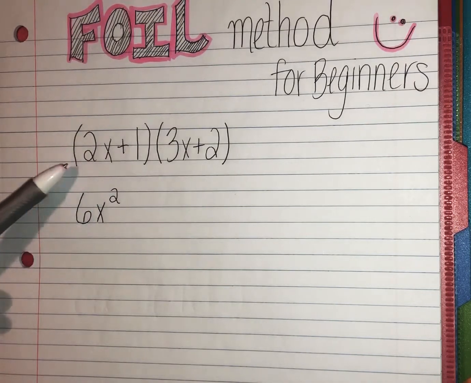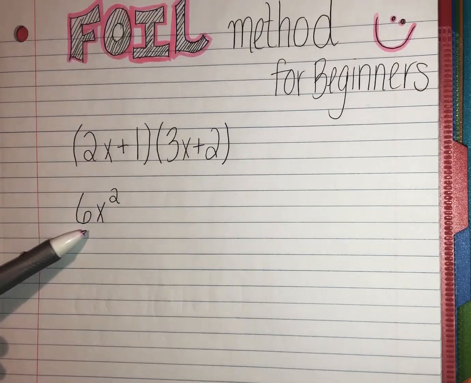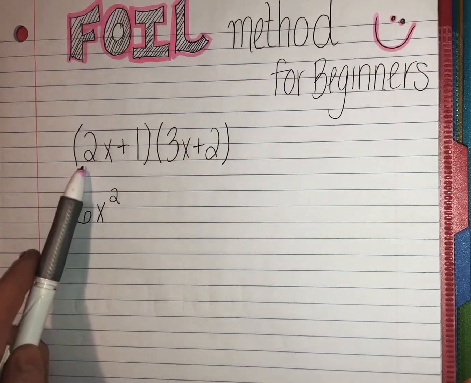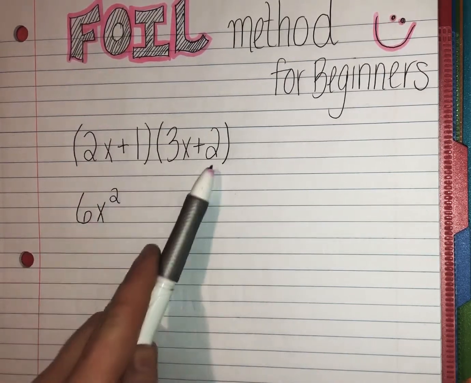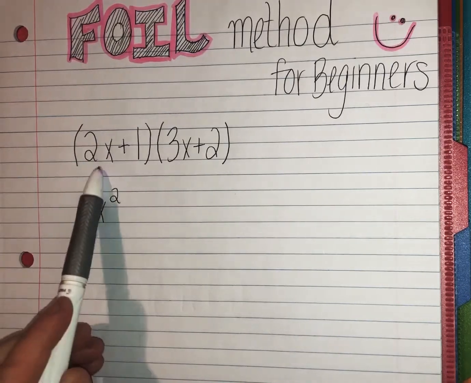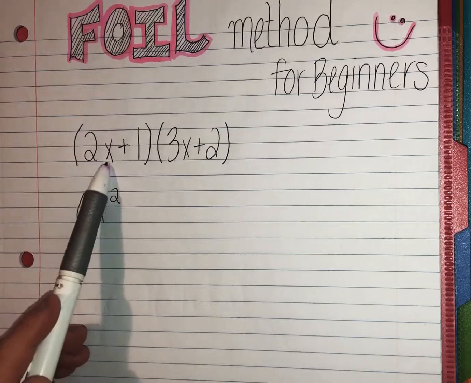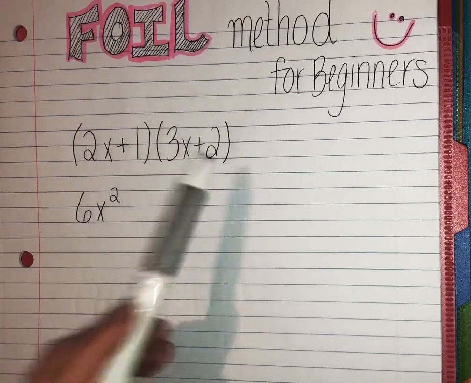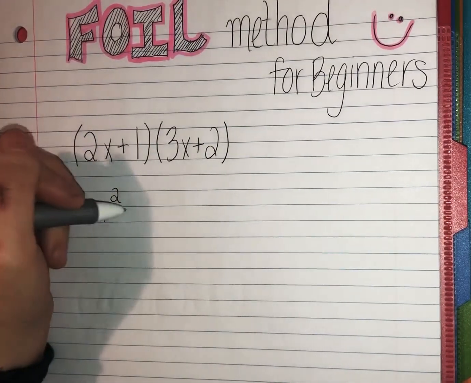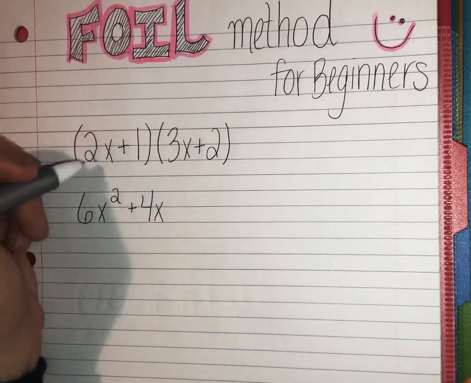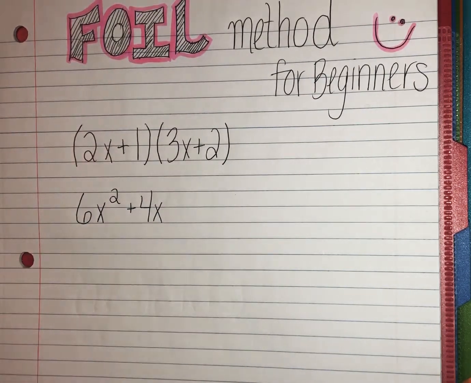So our first step was to multiply 2x and 3x. That makes 6x squared. Our second step is to multiply the two outer terms, which would be 2x and 2. The outer would be the two outer portions of the parentheses, 2x and 2, which would give us 2 times 2 is 4, positive 4, and then you have to add on that x. 2x times 2 is 4x.